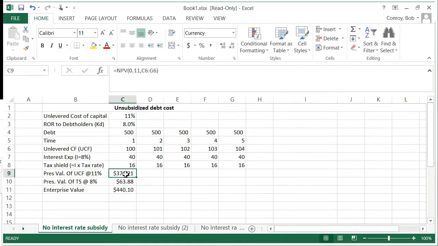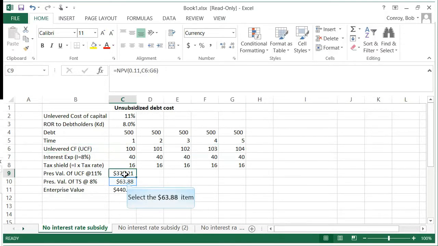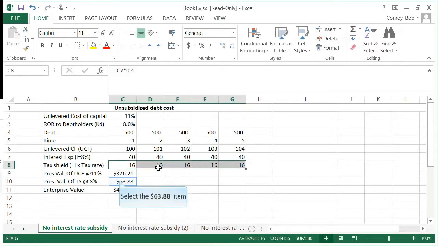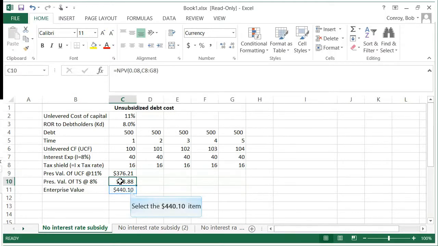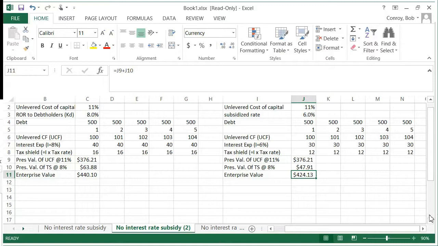Then I took the present value of the unlevered cash flows at 11%, and that gave me 376. Next, I took the present value of the tax shield, that's the 16 each year, at 8%, which is the required rate of return to debt, and wound up with an enterprise value of $444.